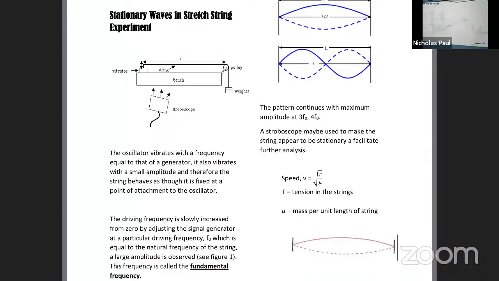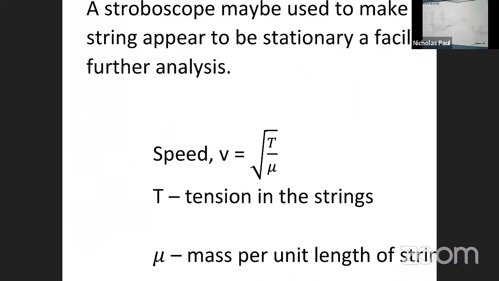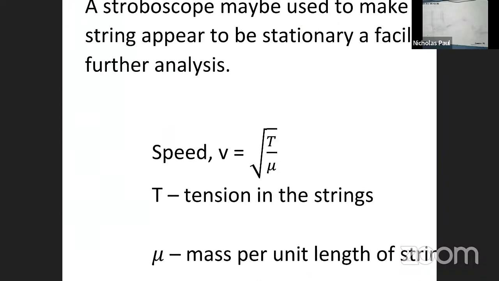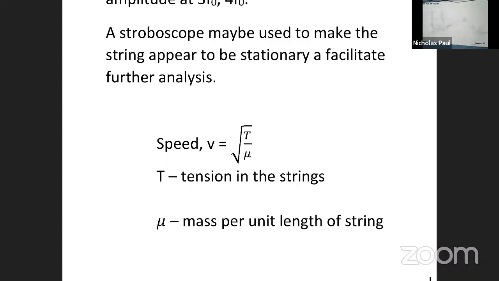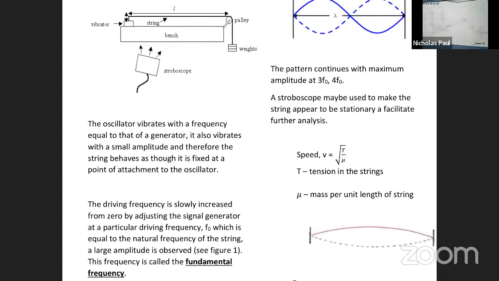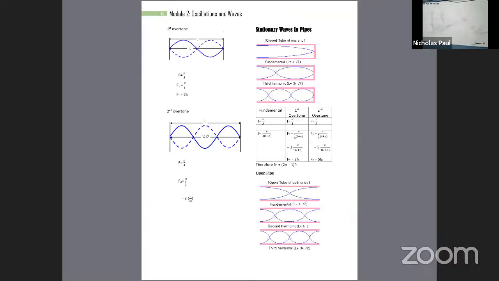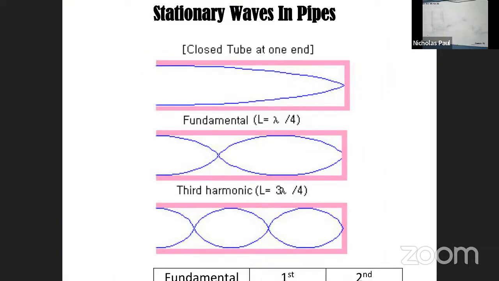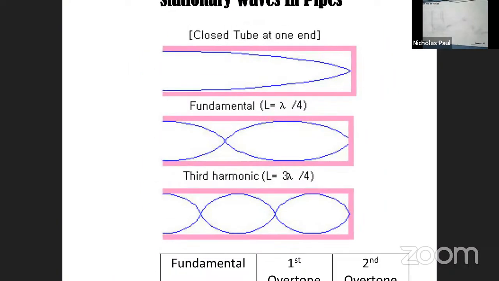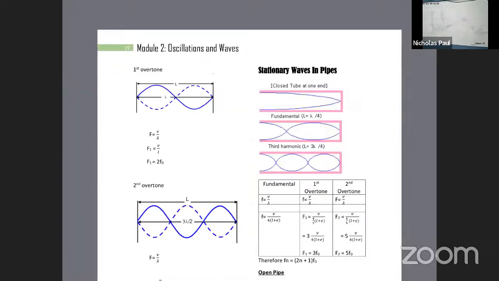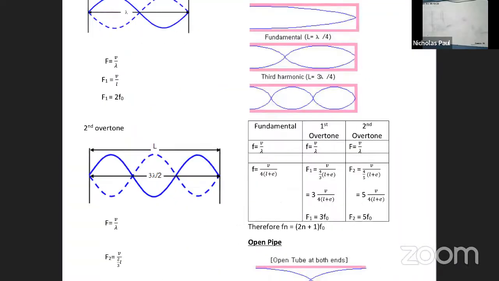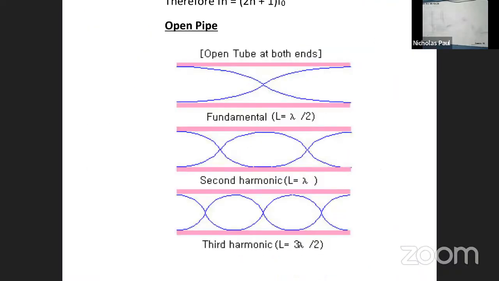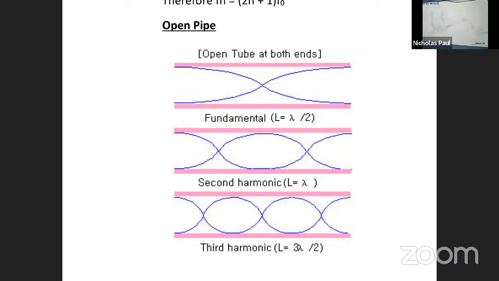This here is a formula that we could use to find the speed of the wave: tension in the string divided by the mass per unit length, square root of that. Here we have it for, we did this one, fundamental and first harmonic and second and third. This is for one end open, and these are the calculations here. Now, if you have both ends open, that's the way to look.